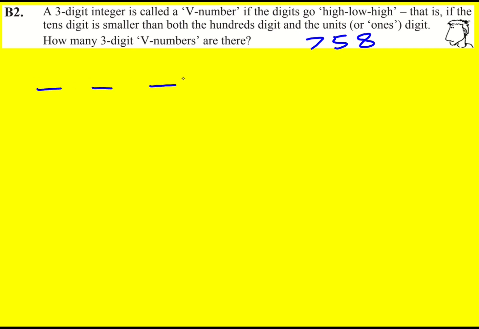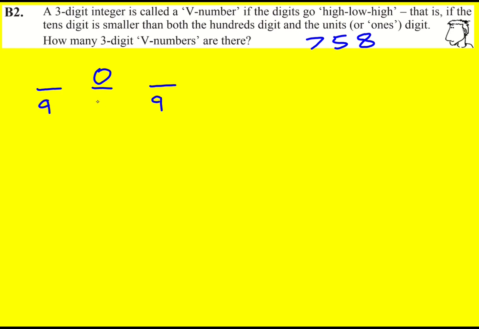So it's all going to depend on the tens digit really, because there's going to be no V number where the tens digit is 9. There's going to be lots where it's 0. So I'm going to split it into those cases where I just write down the tens digit and see how many numbers I have for each of these cases. So when I have 0, I can have the digits 1 to 9 here. So there's going to be 9 options. And there's going to be 9 options for the units digit.